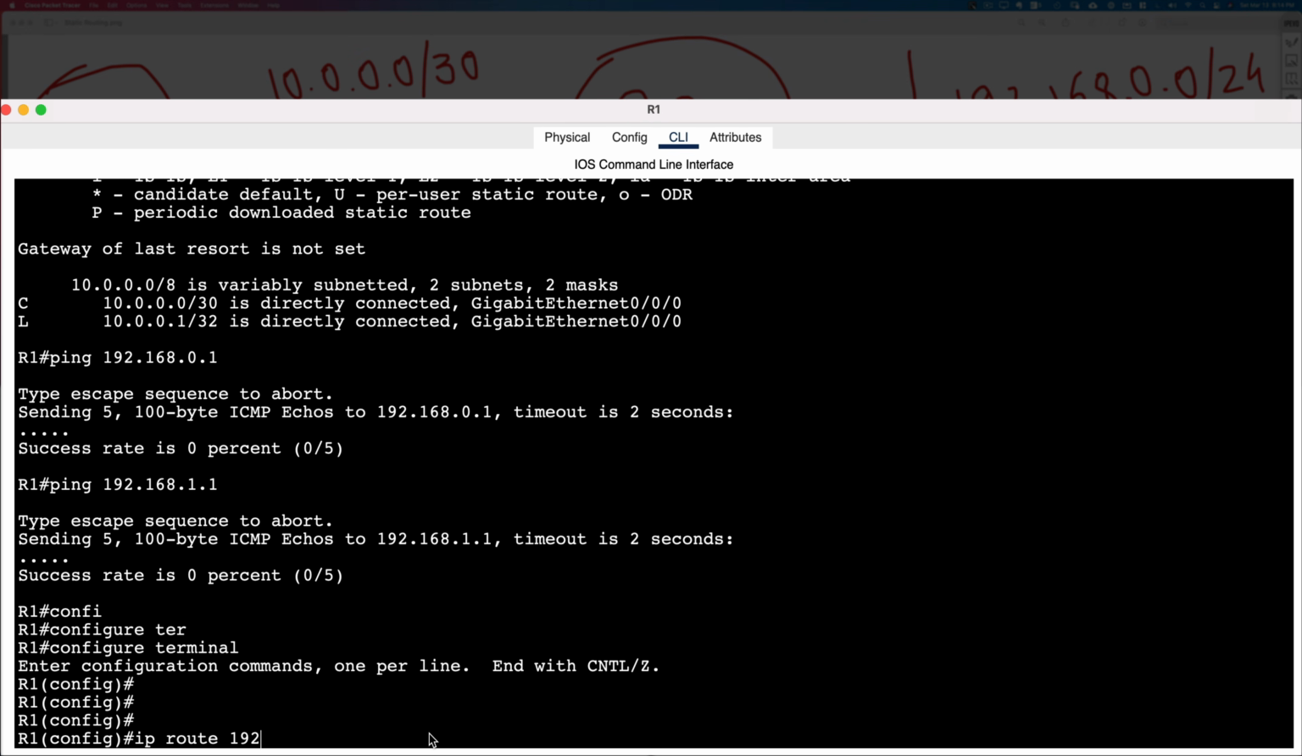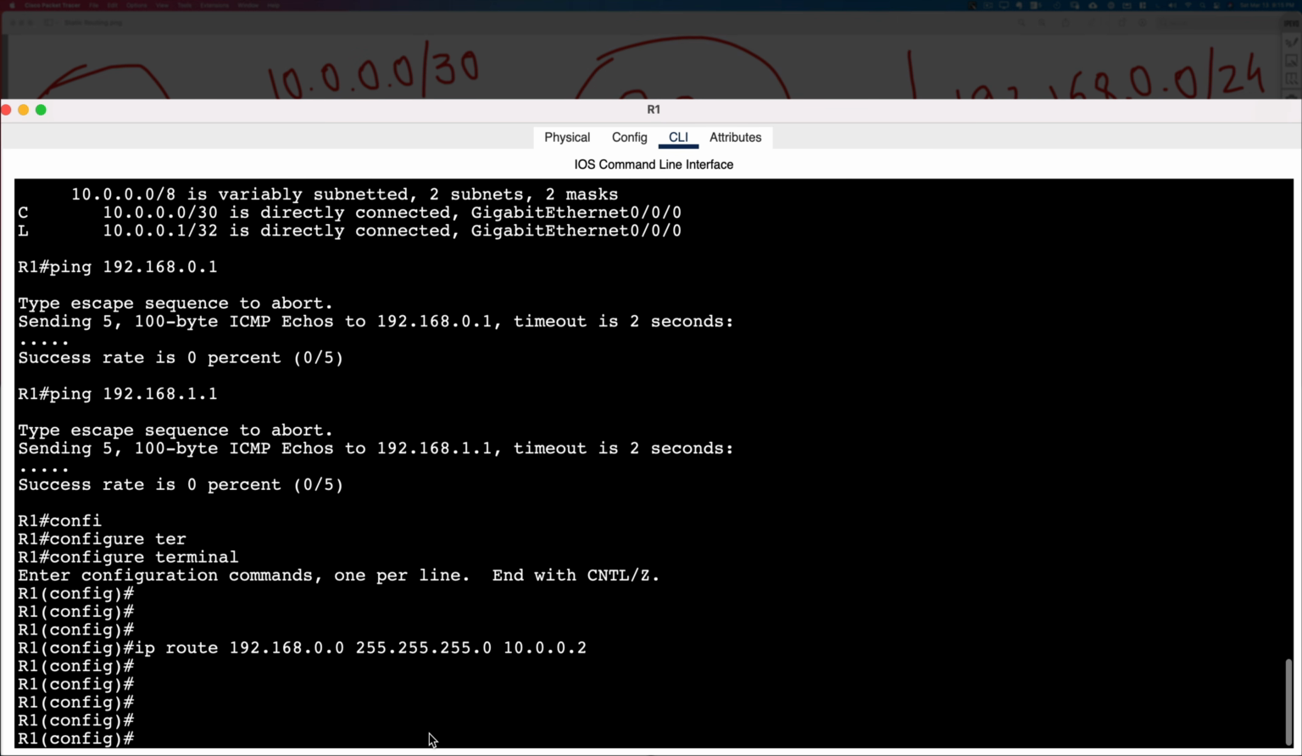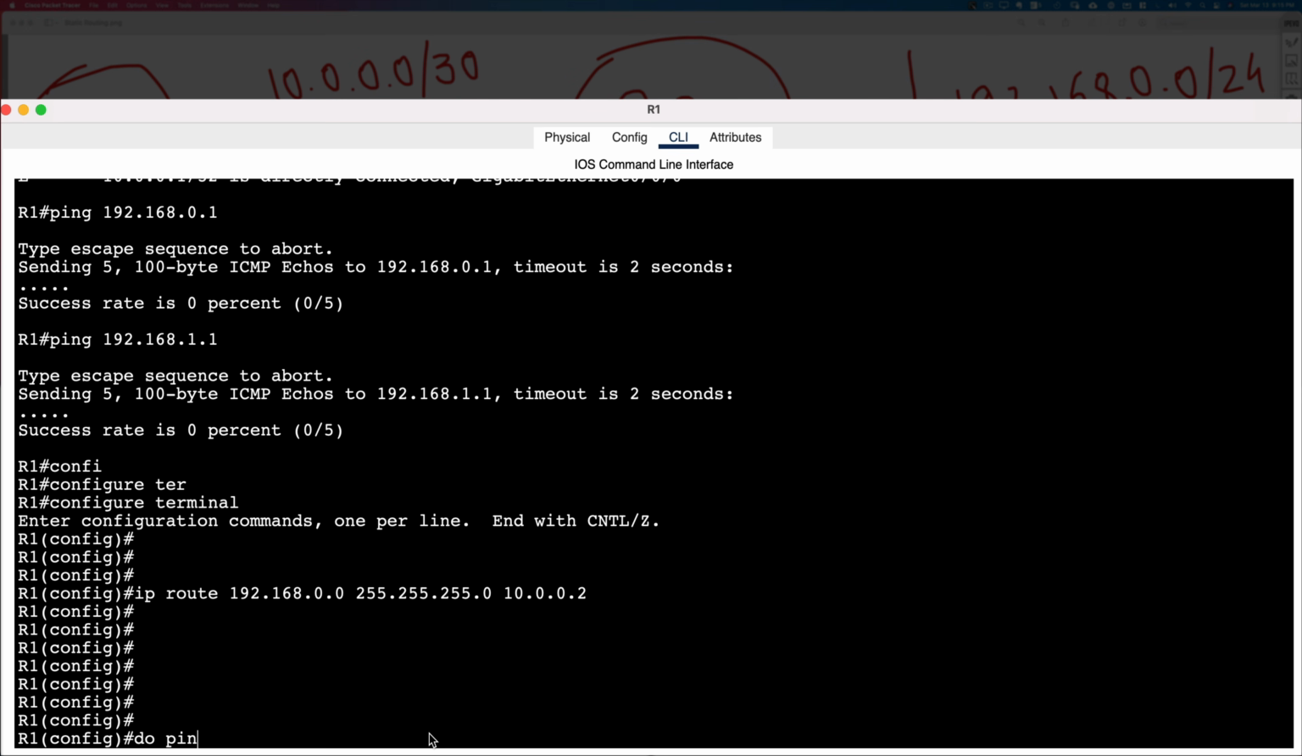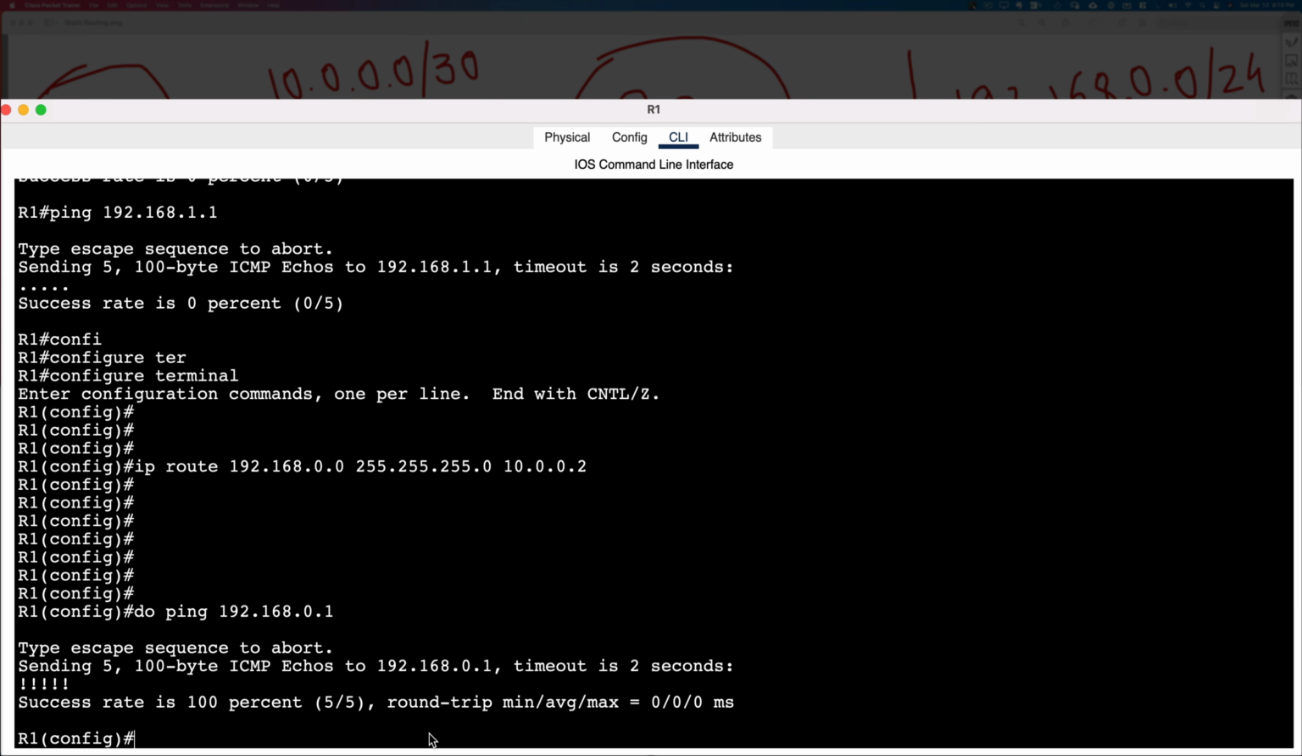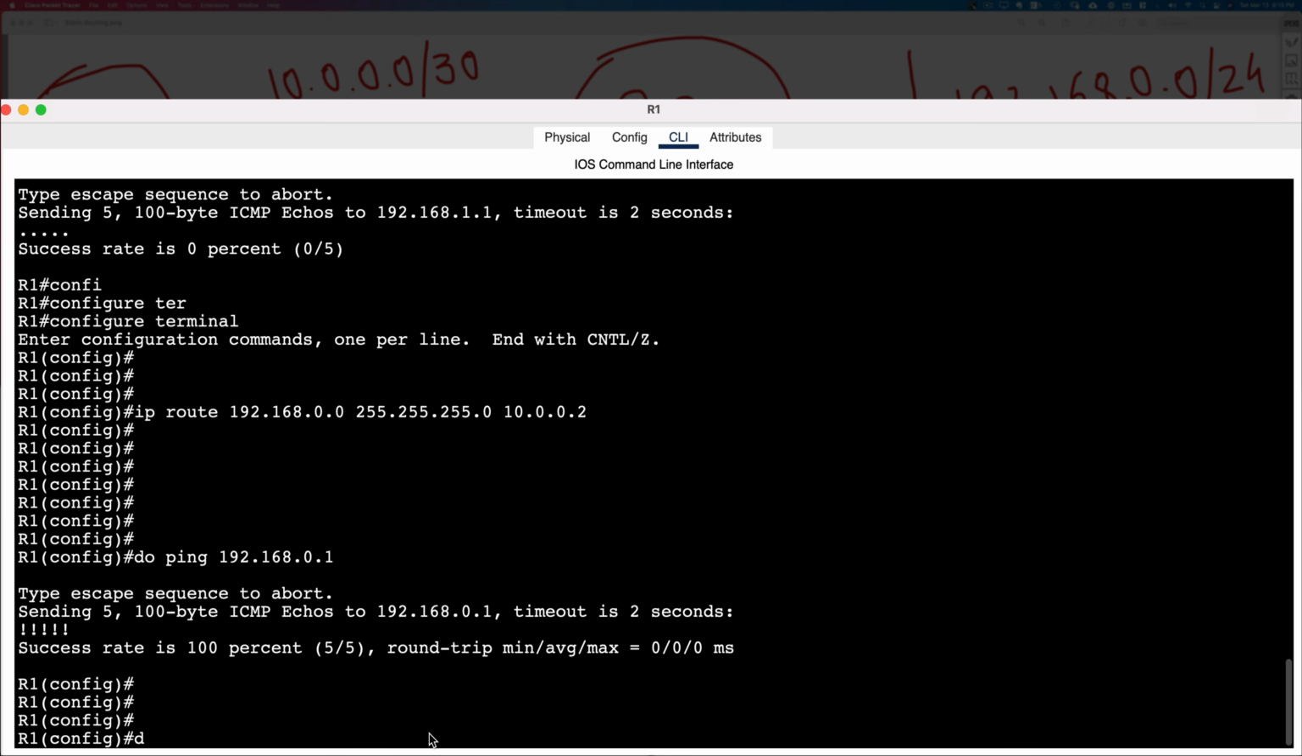So IP route 192.168.0.0. Then I'll type in the subnet mask, and finally I'll type in the next hop IP here, which for us is 10.0.0.2, which happens to be router 2's interface pointing toward us. Now let's go ahead and ping 192.168.0.1, and voila, we have much better luck this time around.